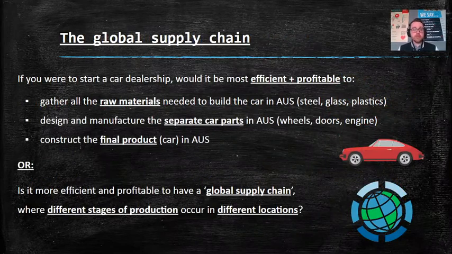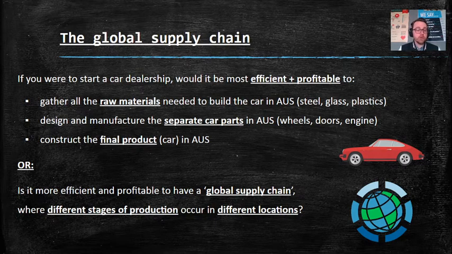So, let's do a little example here, a little role-play scenario. Let's say you're starting up a car dealership, a car business. You've got two options. Would it be most efficient and profitable? So you're going to make the most money, best cars, most amount of cars in the quickest time frame possible. Are you going to either A, gather all the raw materials, all the resources you need to build the car, design and manufacture these separate car parts, so the wheels, the doors, the engine, and then construct the final product, the car, in Australia? So all that's happening in the one location.